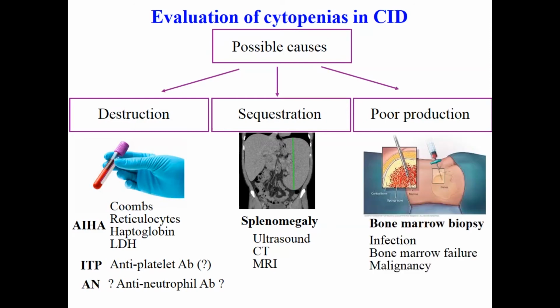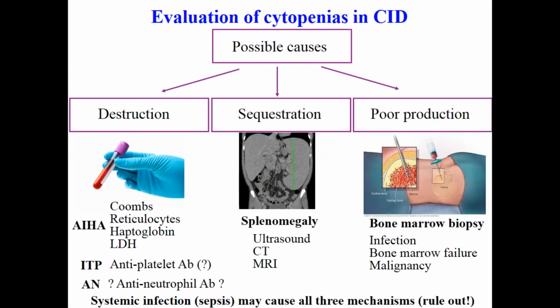Poor production requires a bone marrow biopsy. We tend to do this when the other causes of cytopenias are not obvious. So not in every single case would you do a bone marrow. And there are many reasons why the bone marrow may not produce enough of these cells. You may have an infection that suppresses the bone marrow. You may really be experiencing a bone marrow failure, or occasionally you may have a tumor that is invading the bone marrow, and that also results in poor production of red cells, neutrophils, and platelets.